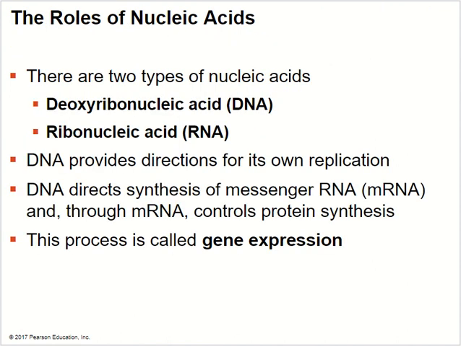There are two types of nucleic acids: deoxyribonucleic acid and ribonucleic acid, shortened to DNA and RNA. DNA provides directions for its own replication. DNA directs synthesis of messenger RNA, and through messenger RNA controls protein synthesis. The process is called gene expression, taking information in a gene and eventually using it to make a protein.